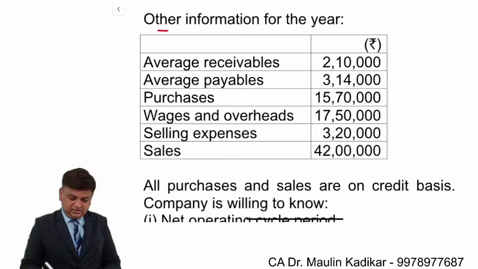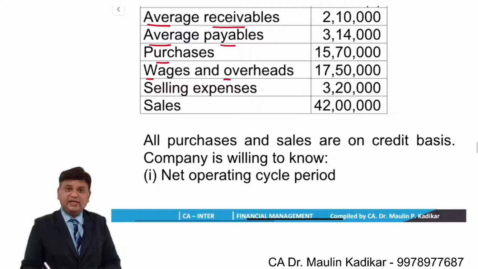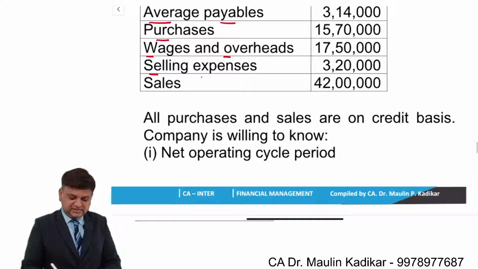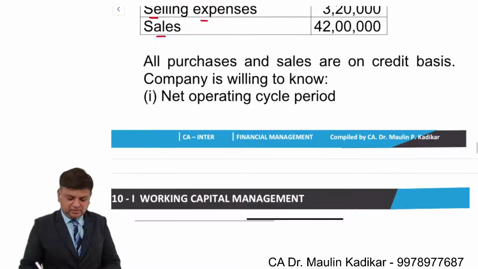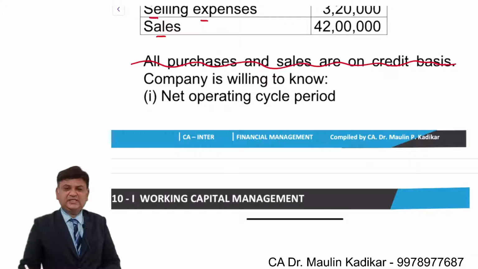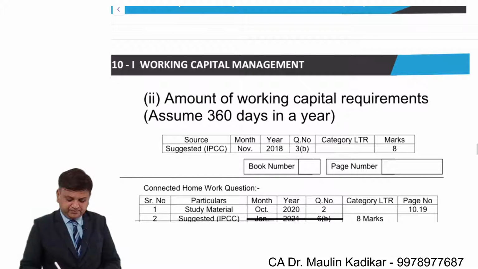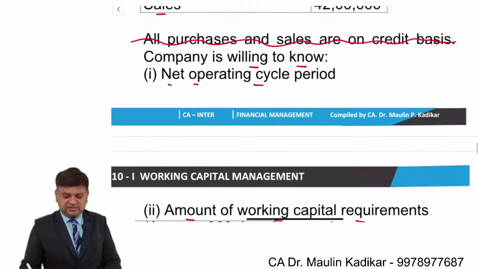Other information is given: average debtors, average creditors, annual purchases, wages and overhead, selling expenses and sales. All purchases and sales are on credit basis. You need not provide this; that is a basic assumption that we always have. The company is willing to know the net operating cycle and the amount of the working capital requirement, considering that there are 360 days in a year.